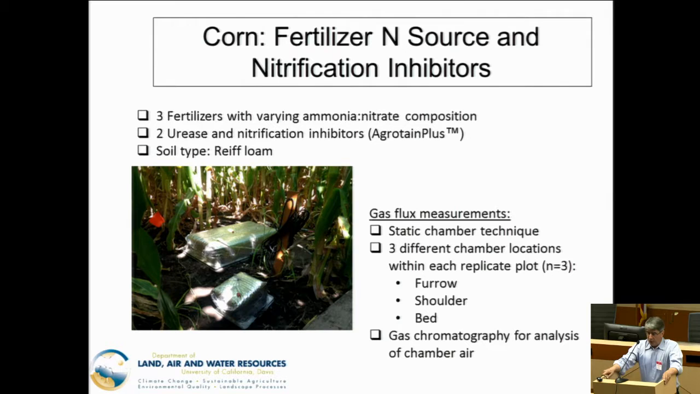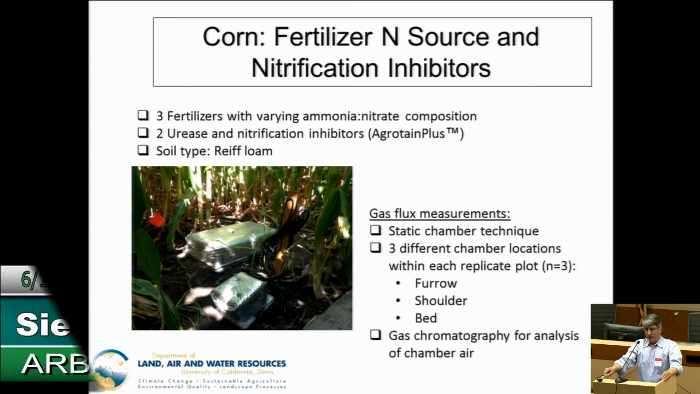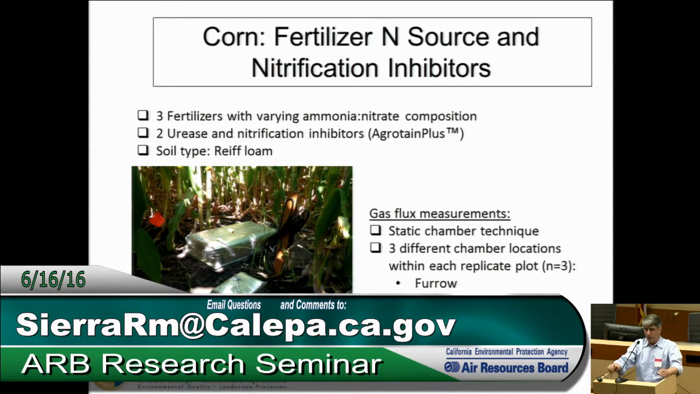So for the corn, it took us a while to figure out how to place these chambers, because in a furrow irrigated system, there are different moisture levels and also different nitrogen concentrations. And we actually ended up using 3 different locations, one on the bed and then one at the shoulder. The shoulder is the distance from the edge of the bed to the furrow, and in the furrows. That way we could cover all the spatial areas where there could be emissions.